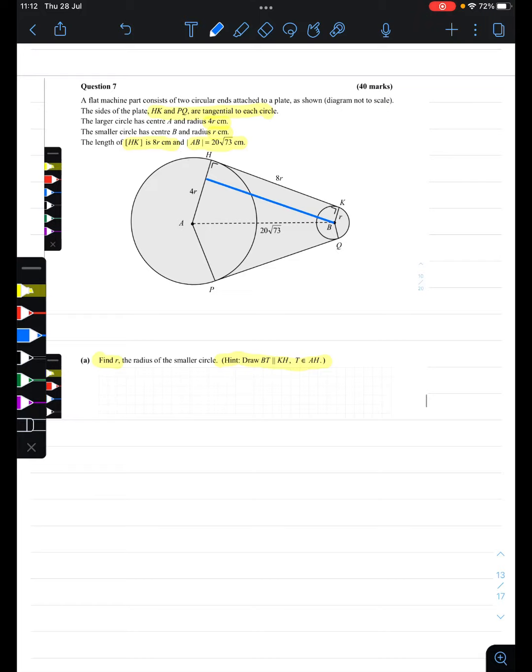Okay, so, well, what do we know about this line? Well, it's parallel, so it's equally distant from HK the whole time, which means that if this is T, then HT is r. Okay, so let's just write that down. So the length of HT equals r.